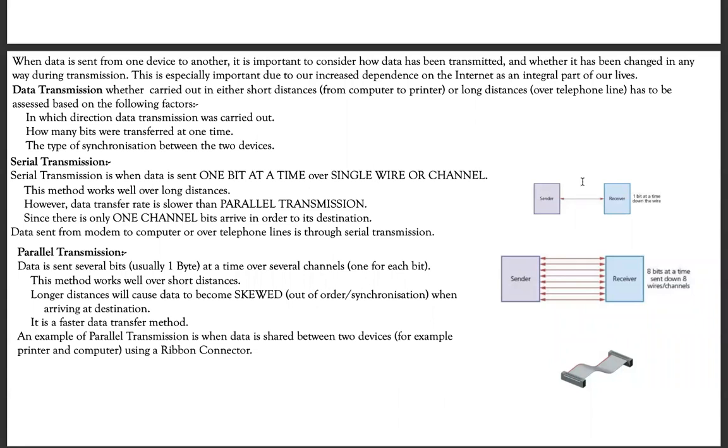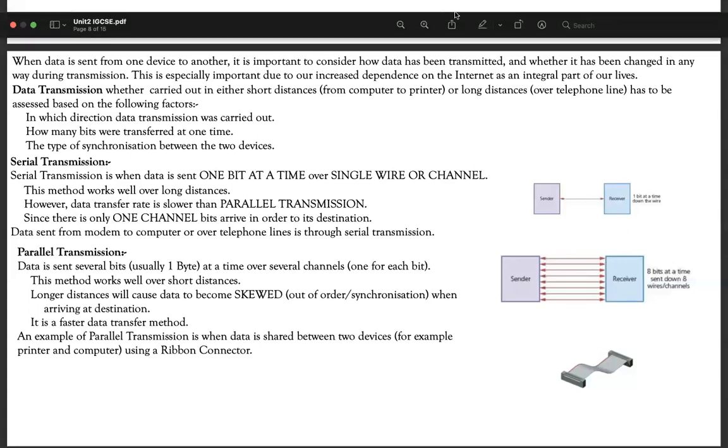Secondly, in serial data transmission, there are no chances of this error because there is only one channel and one bit is being transferred at a time, and the order never changes. So for long data transmission over long cables, we use serial data transmission because the chances of error reduce. However, since you're only transferring one bit at a time, the data transfer rate is significantly lower compared to parallel data transmission.